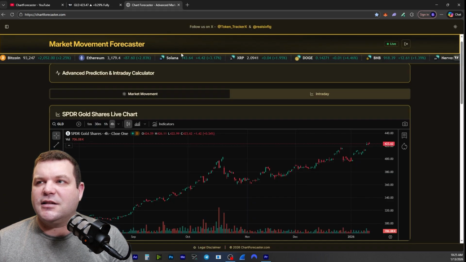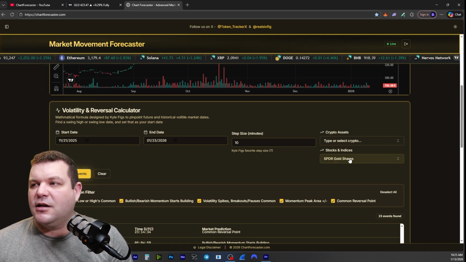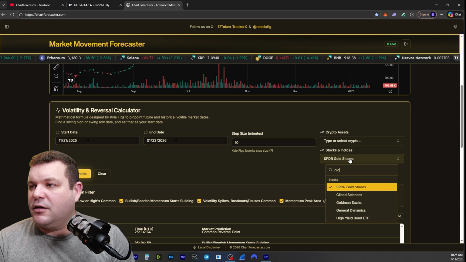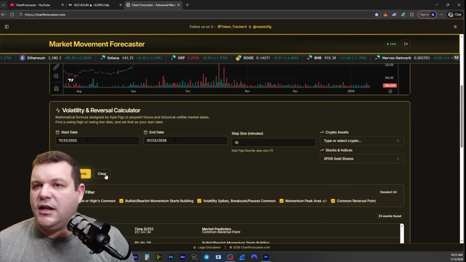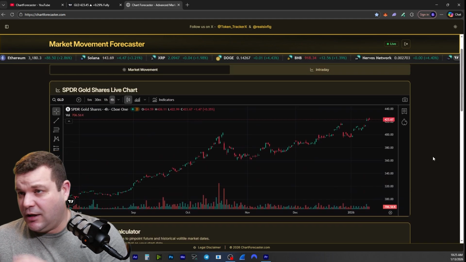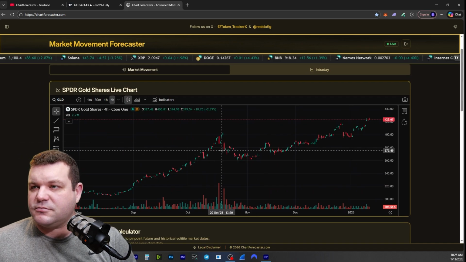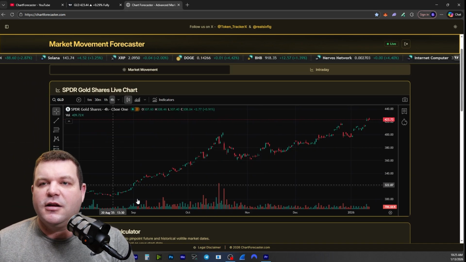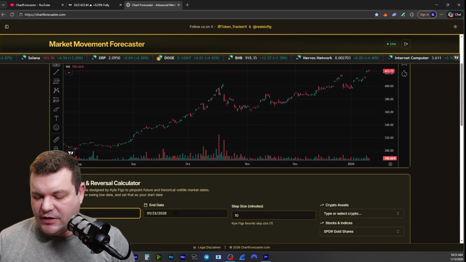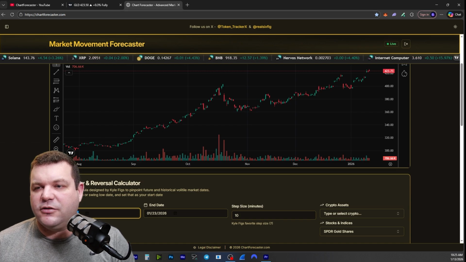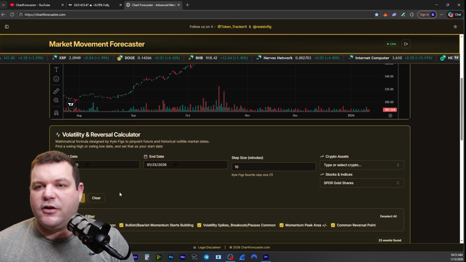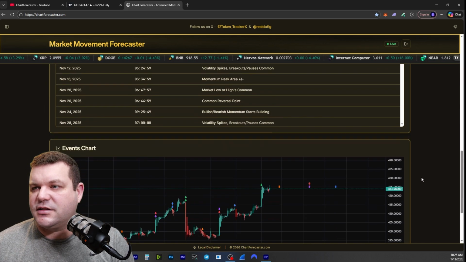So with that said, let's just see what Chart Forecaster has to say about it. And what we're going to do is pick this swing high date, October 20th, 2025, 10/20/2025, and we'll let the software do all the heavy lifting for us.